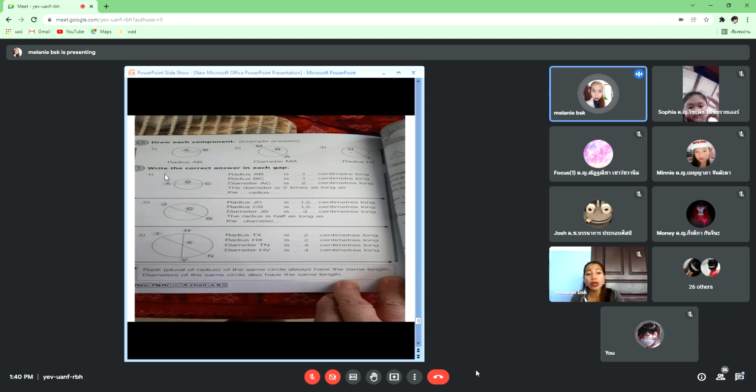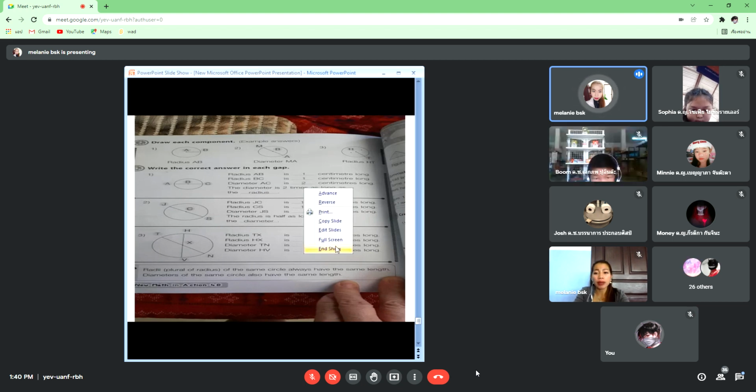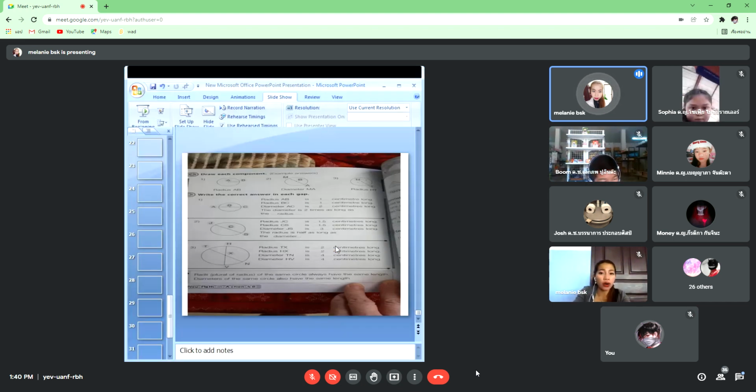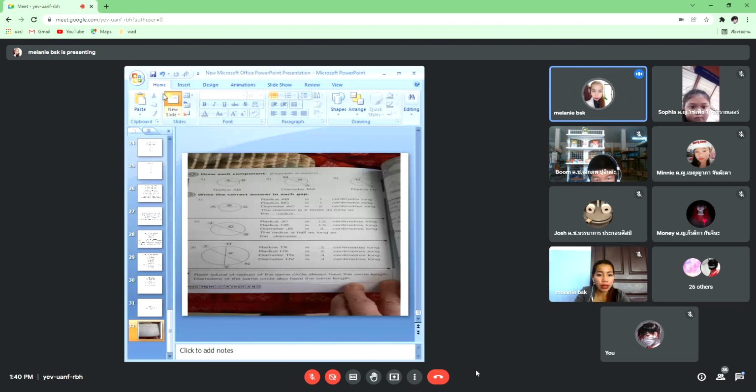And then we're going to have activity number three, number one. We have radius AB is 1 centimeter long. Have you seen it? Then we have diameter AC is 2 centimeters long. Can you see it there? Just a moment, and we're just going to put it on another one. Okay, here you go.